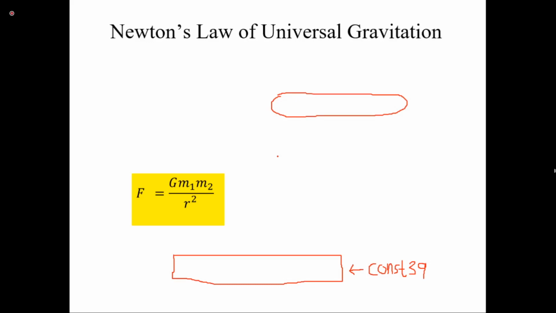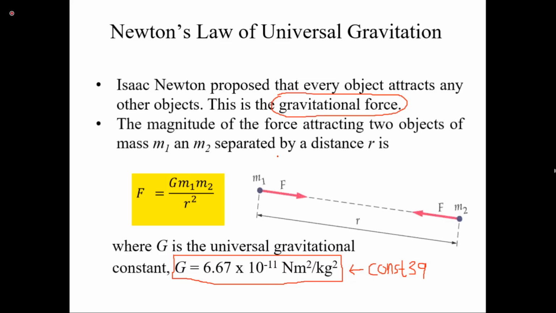And we have one law related to gravity. We call it Newton's law of universal gravitation. Previously, I introduced to you at least four types of forces: normal, tension, friction, and also weight. Right now, there is another one. We call it gravitational force. It is proposed by Isaac Newton that every object attracts any other object, and this is called gravitational force.